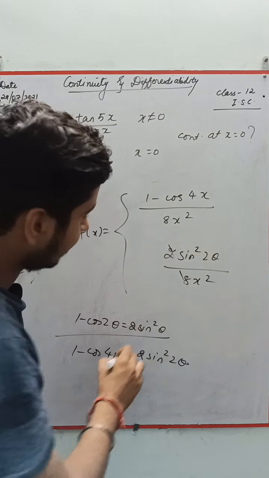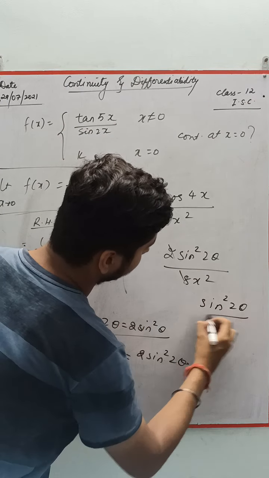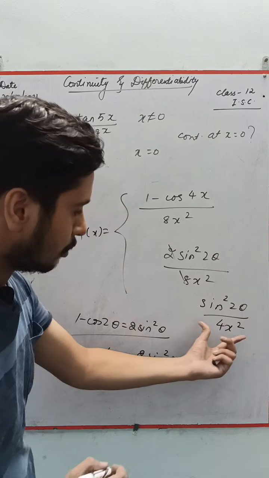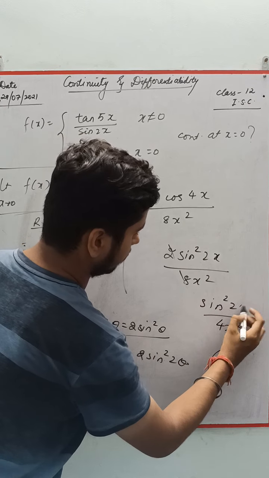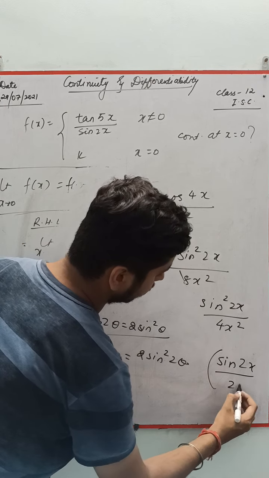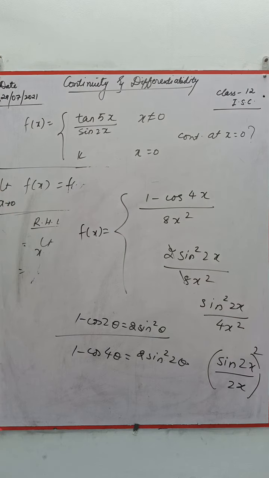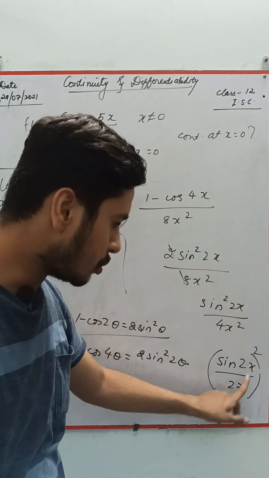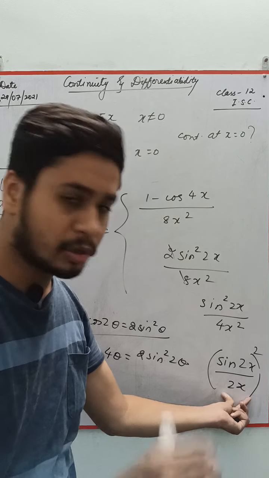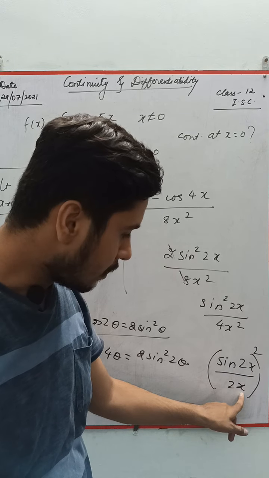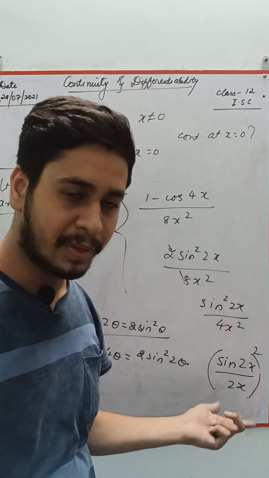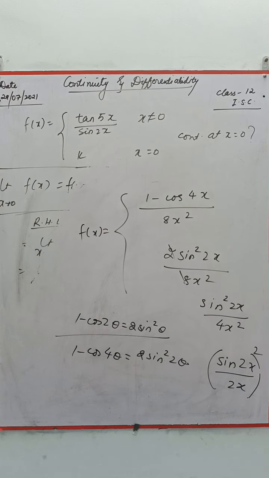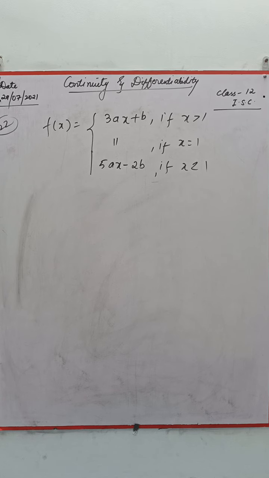Now this 2 with this 8 can be easily cancelled. Sine square 2x upon 4x square. Now this whole can be written as sine 2x upon 2x the whole square. Can we write like this? Okay, sine 2x upon 2x the whole square. Now by the identity, on solving, it's RHL or LHL. So it will become 1 square is 1. So finally, I'm just giving you a hint for this question. Do it.